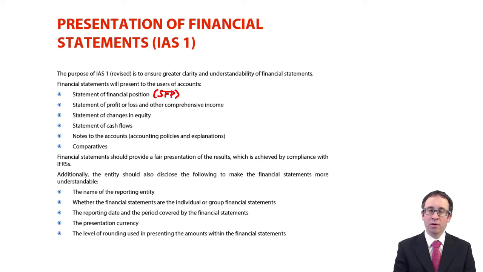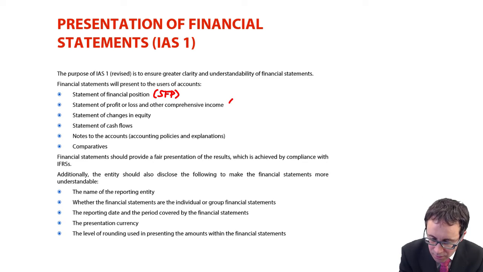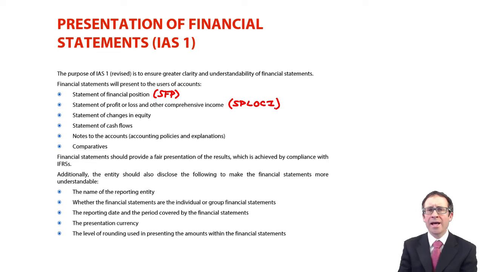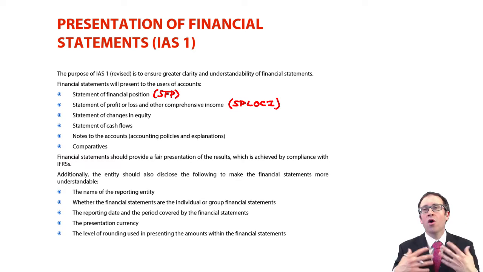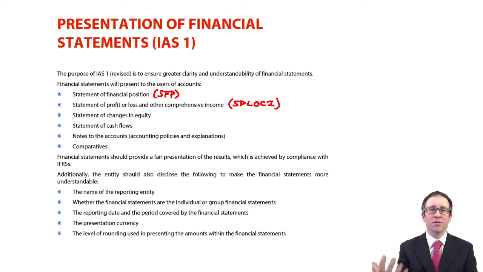We then have the statement of profit or loss and other comprehensive income, usually referred to as the SPLOCI, or SPL for statement of profit or loss, SPLOCI for your statement of profit or loss and other comprehensive income. So remember, profit or loss is all your realized gains and losses in the year, and other comprehensive income is effectively where we show the unrealized gains and losses during the year. So gains that we can anticipate might be made in the future.